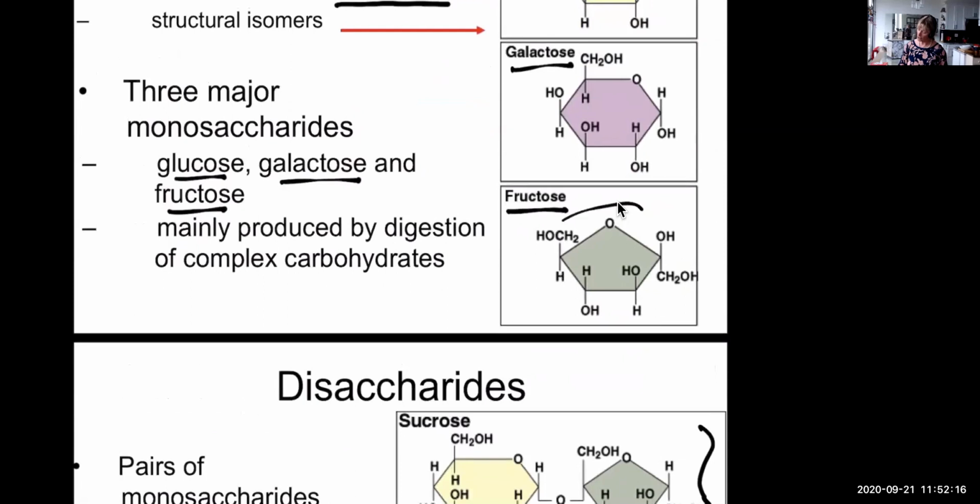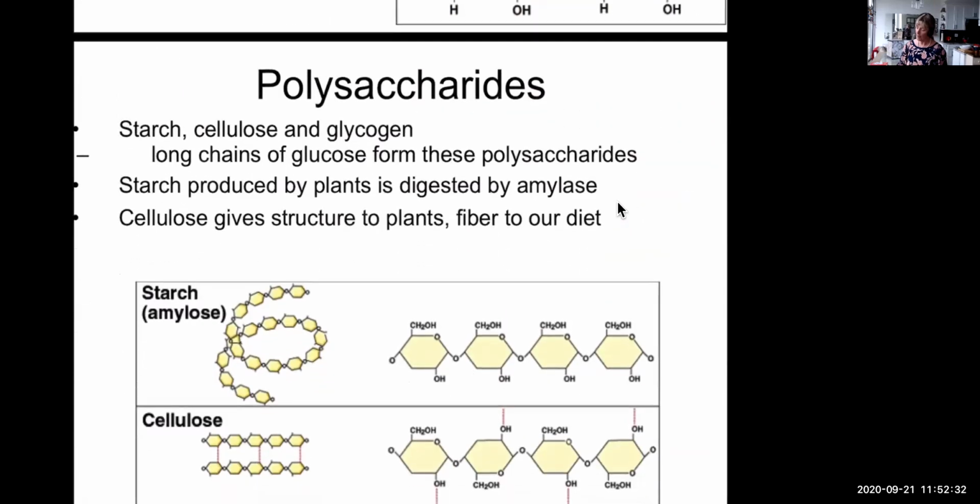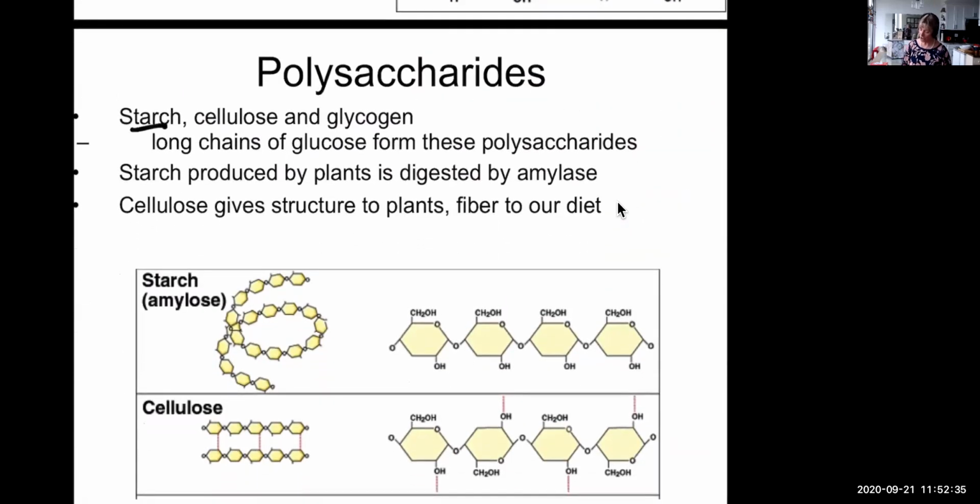Yeah, so structural pictures like that, I don't expect you to reproduce. Occasionally, if I need you to remember one, or if I think one is important enough in its shape to recall or have in your knowledge bank, I'll let you know. Polysaccharides are such things as starch, cellulose, and glycogen. So these are long chains of glucose, and they're formed by dehydration synthesis. Starch is produced by plants, and we digest starch with amylase. And we start digesting starch immediately in our mouths.